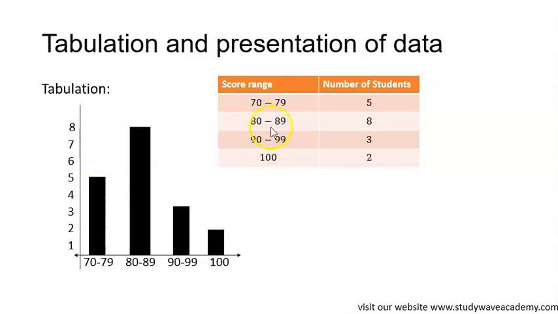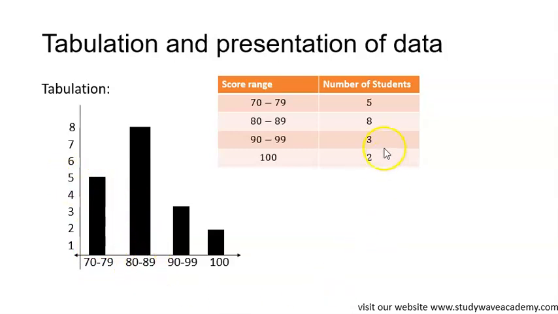Now you write your score range here: 70 to 79, 80 to 89, 90 to 99, and 100. You put in your numbers. Now, okay, now you look at the score range which you have written and the number of students that fall under these categories. Okay, so 70 to 79, the number of students is 5. So you draw your bar to 5.